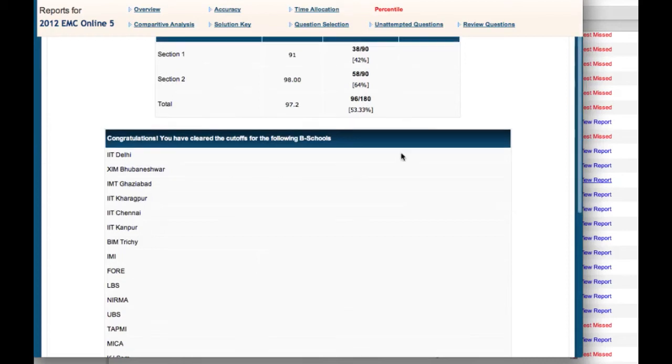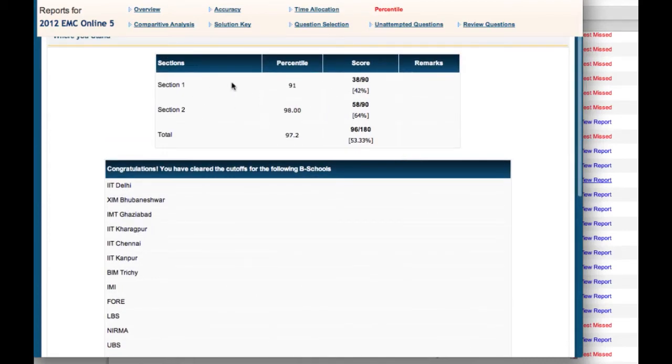Now in the percentile section, you will see first of all you get the percentile. So in section 1 you got 91 percentile. However, you scored 38 out of 90, because 30 questions, so 90 marks total. You scored 38, but you got 91 percentile.